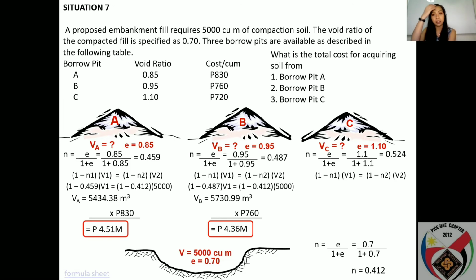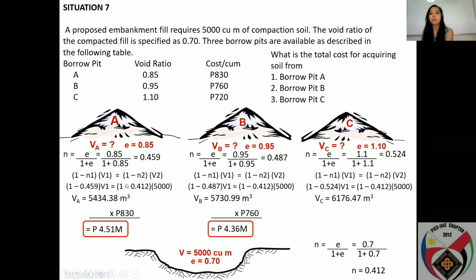I hope everybody is getting this correctly. Then, tulad ng ginawa natin, plug in ko lang siya. 1 minus 0.524. V1 is unknown. 1 minus 0.412 times 5,000. Solving for V1, or in this case, V sub C, V sub C is equal to, ayan, may mga correct answer na rin, 6,176.47 cubic meters. Obviously, kung mas buhaghag ka, in this case, mas buhaghag yung may void ratio na mataas, which is 1.1, relative doon sa void ratio na 0.70 na pagdadalhan mo, mas kailangan mo ng mas maraming volume.